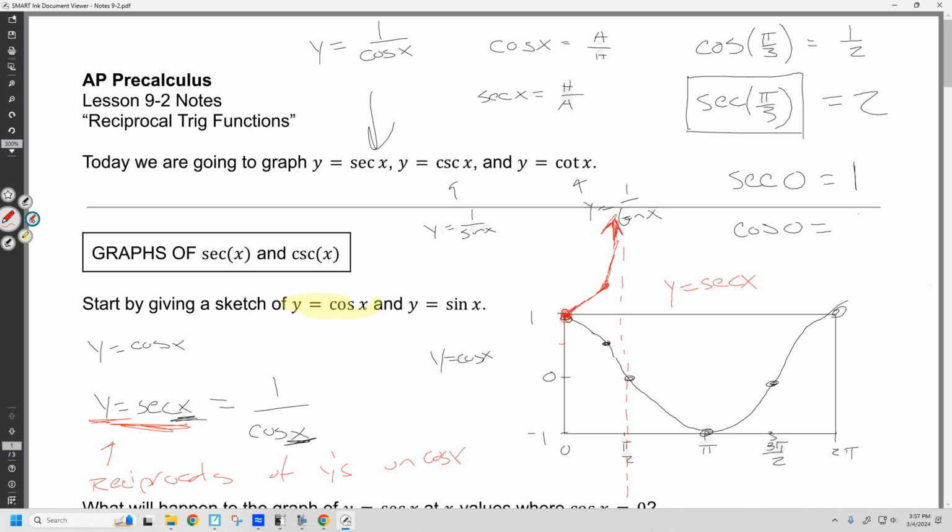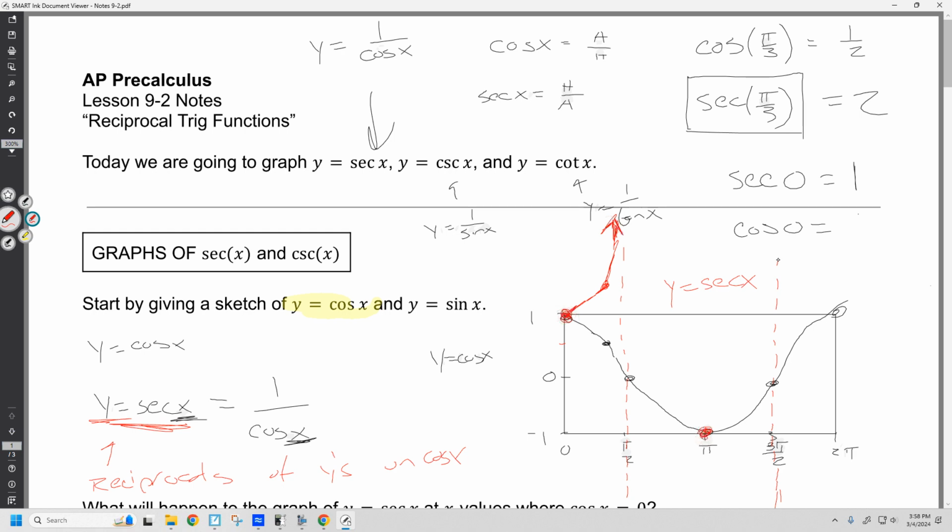Oh, gosh. All right, whatever. Here you go. Pay attention. What's the secant of pi? It's -1. Why? Because the cosine of pi is -1. What's the secant of 3 pi over 2? Undefined. Why? Because the cosine of 3 pi over 2 is 0.